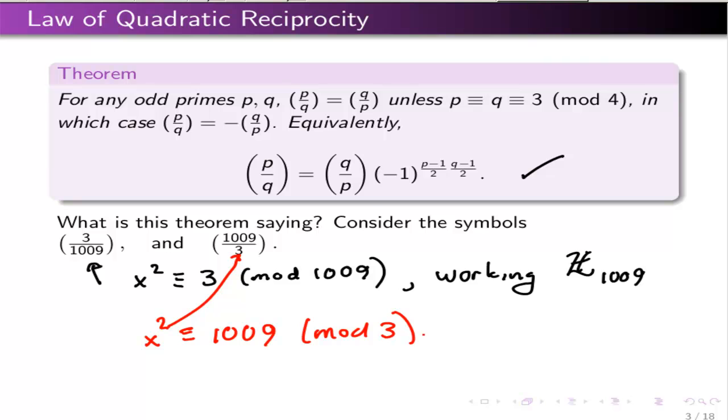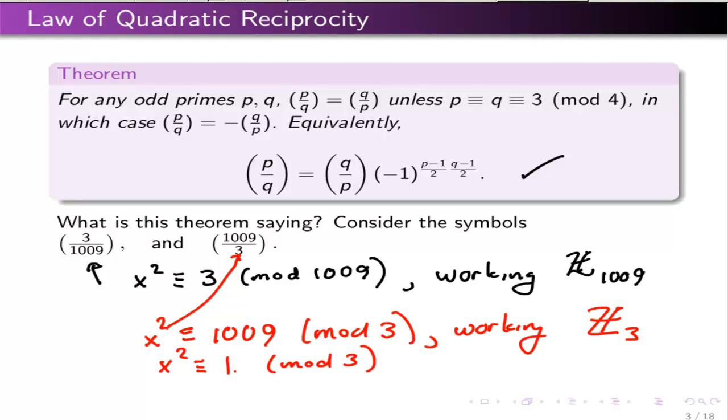mod 3. And so you're working in a much smaller field, in Z mod 3. Now if I was going to ask you which of these two congruences is easier to address, what would your answer be? Well, it's much easier to work in a field with 3 elements than in a field with 1009 elements. In fact, 1009 is congruent to 1 mod 3. So I can just reduce this one.